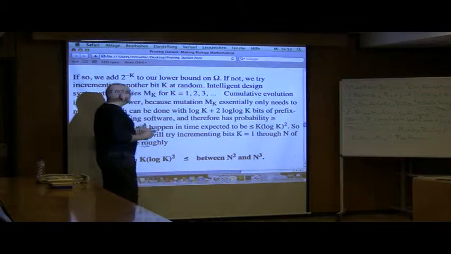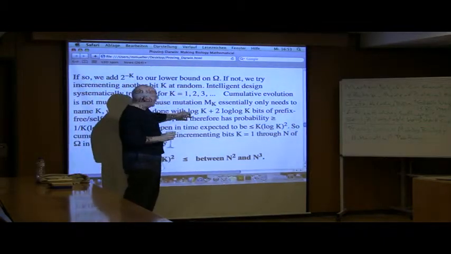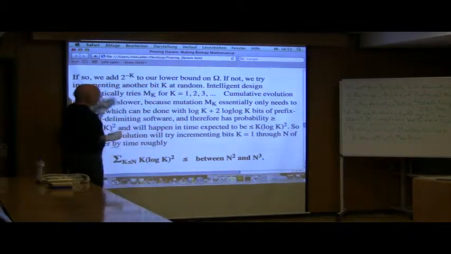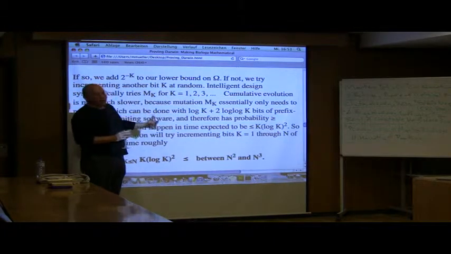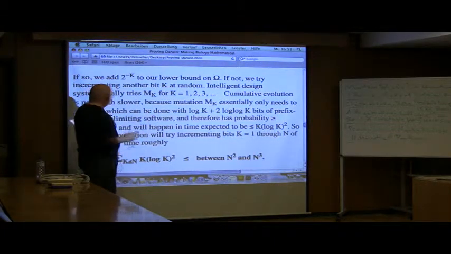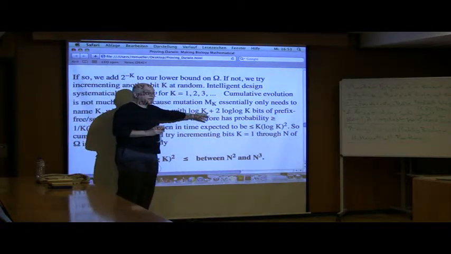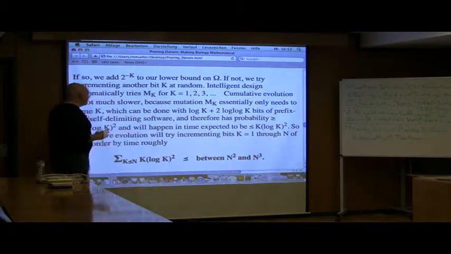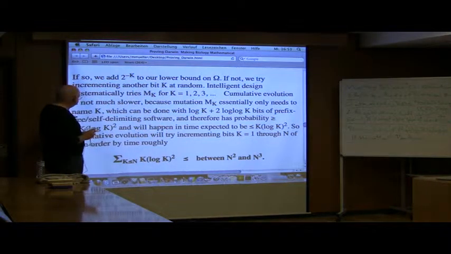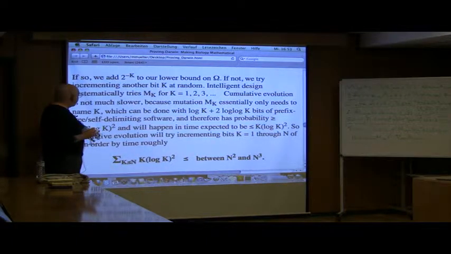It's small programs. This is an upper bound on the size of the program. Therefore, 2 to the minus this is a lower bound on the probability of this mutation, which we said is 2 to the minus its size in bits, right? So what is 2 to the minus this? Well, it's going to be 1 over k multiplied by log k squared.